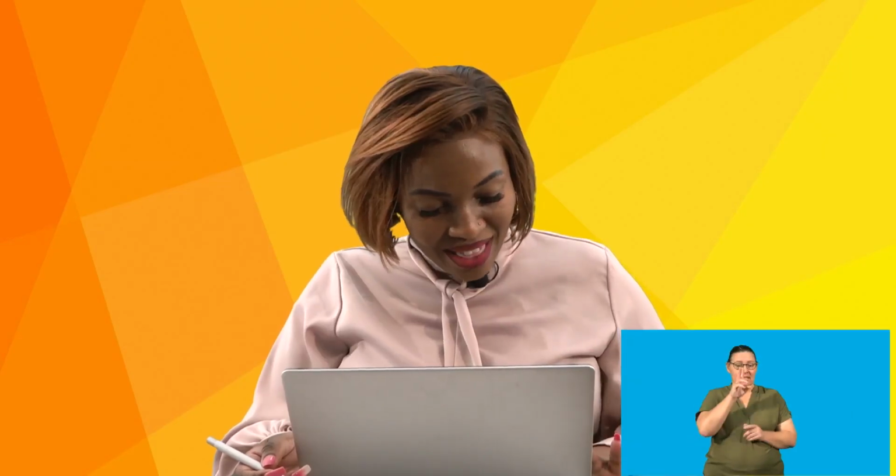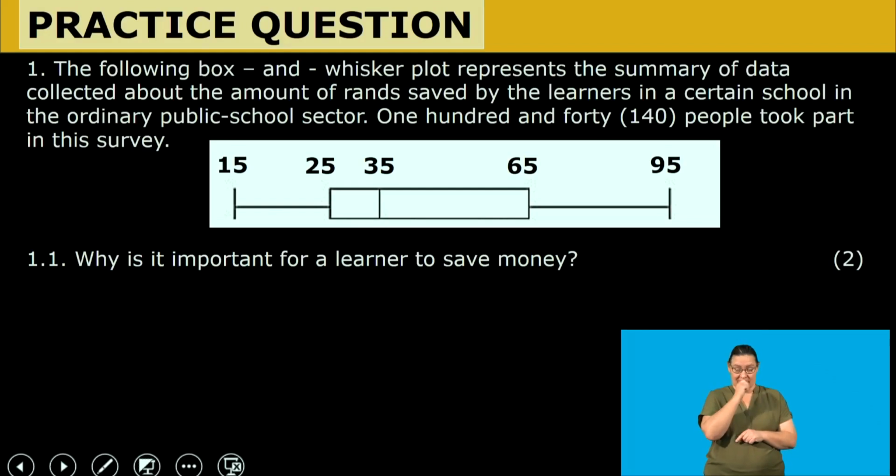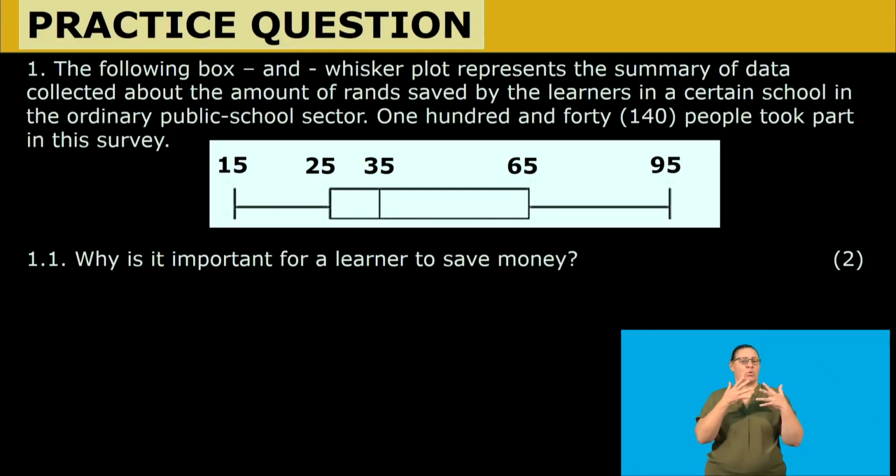Let us look at the following practice questions. 1. The following box and whisker plot represents the summary of data collected about the amount of rand saved by learners in a certain school in the ordinary public school sector. 140 people took part in this survey. So this is very important. You know your sample. You are working with a sample of 140 people. So there is our box and whisker.